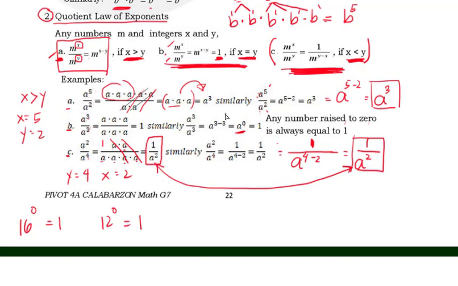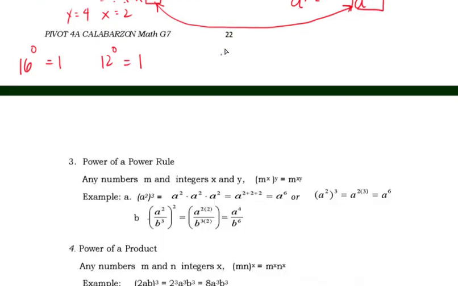Okay, so that is the three conditions stated under quotient law of exponent. Pag malaki yung x, ito. Pag malaki yung y, ito naman. Pag magkatulad ng x and y, equals to 1. Lagi. Okay?